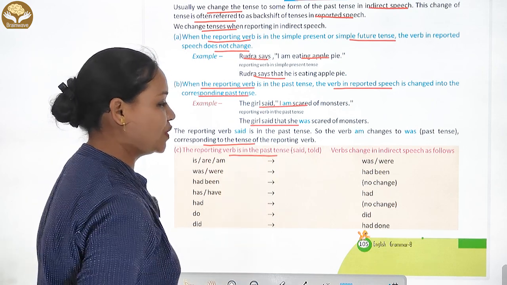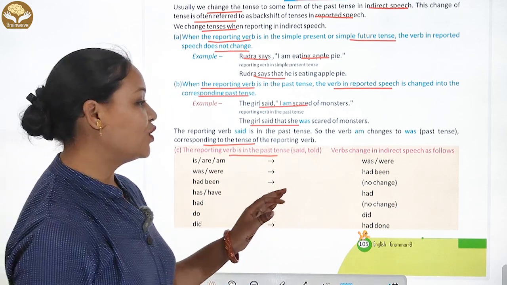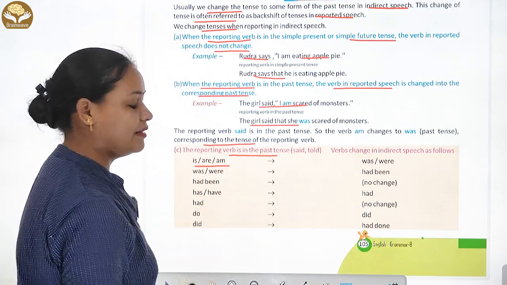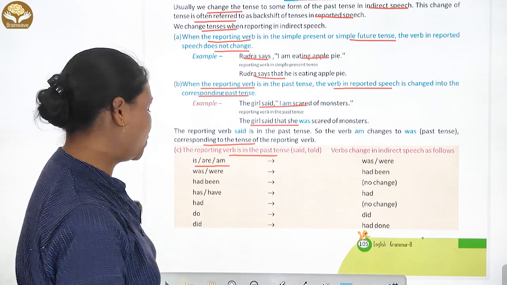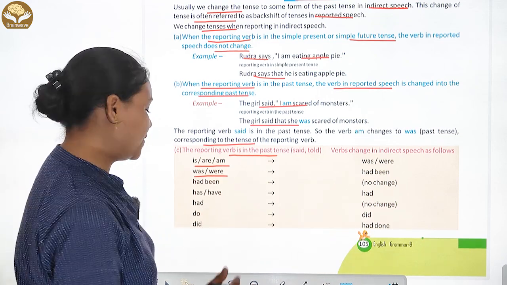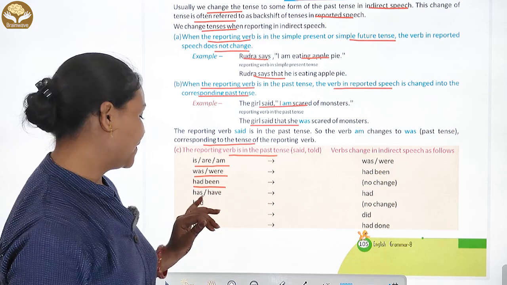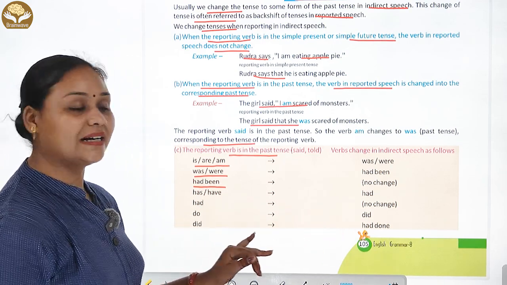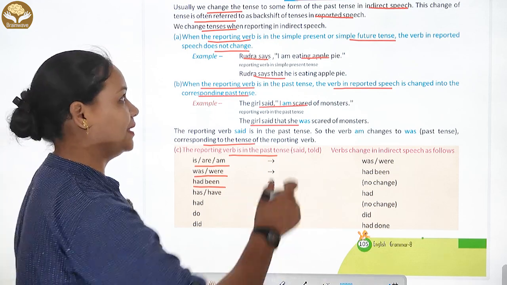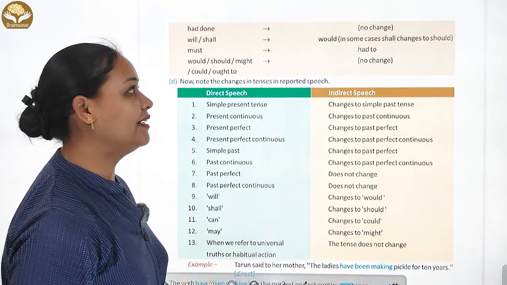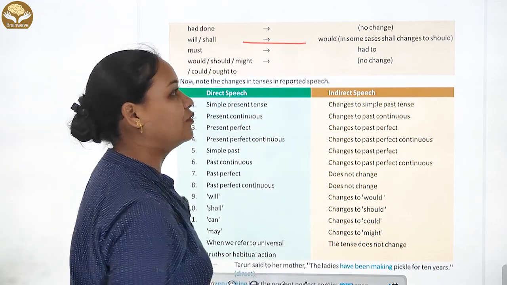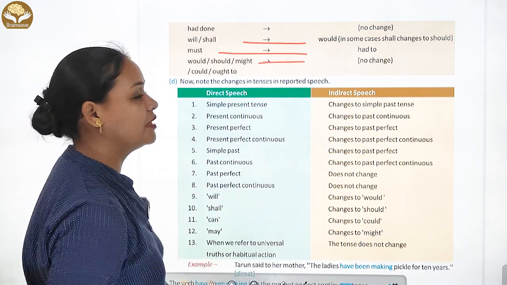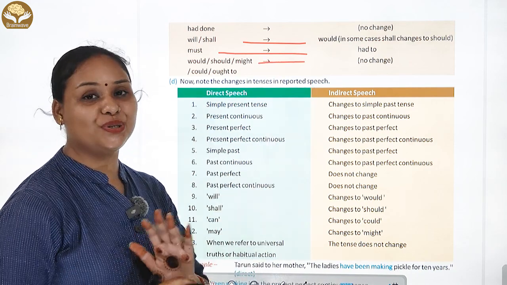The reporting verb is in the past tense का है, जैसे said का होगा told और verb change होगी indirect speech में. जैसे example है, he is का was, verb में change, was का had been, had been no change. Has, have का had में change, had no change, do का did और did का had done. Okay, चलिए आगे है, had done no change, will का would, shall का should, must का had to. Will, should, might, could, ought to, no change.